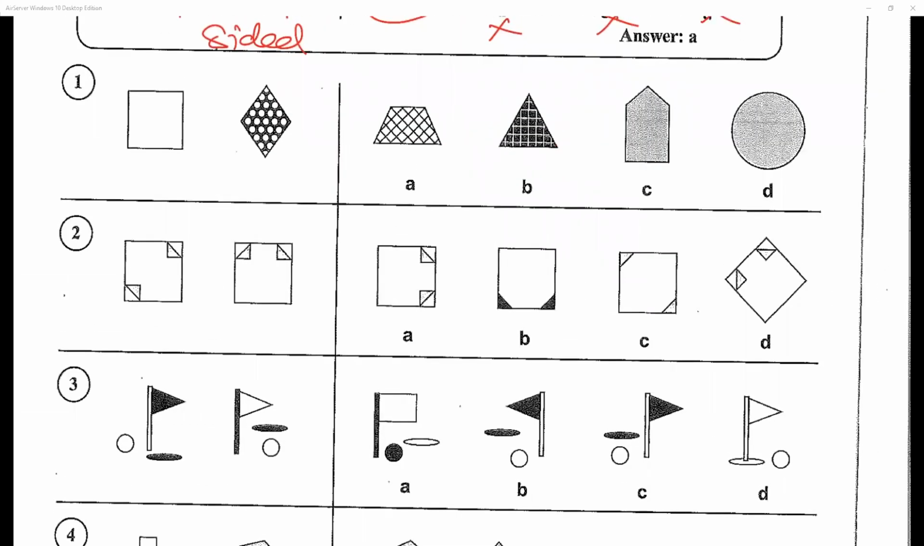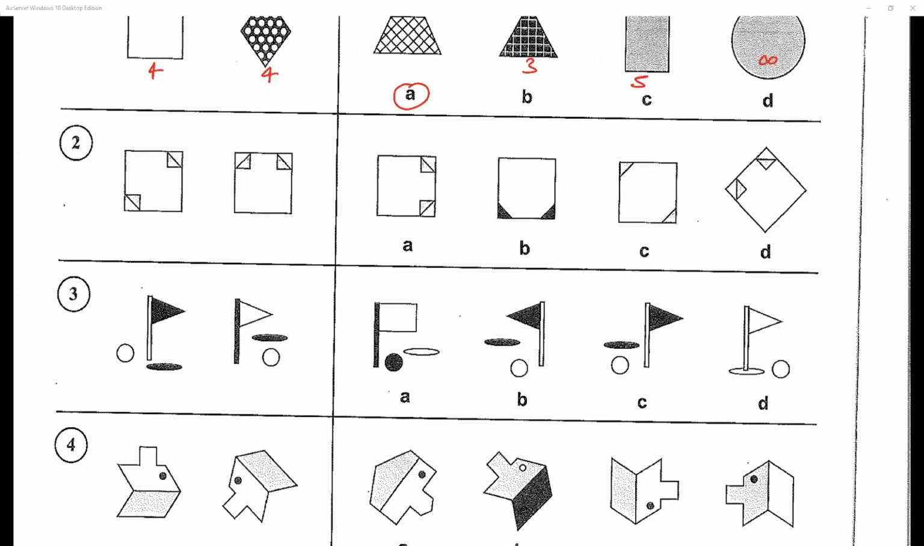Question number 1 is A. Explain to us why it's A. Because the two shapes on the left both have four sides. B has only 3. C has 5 sides. And D has mathematically an infinite number of sides. Okay, question number 2. Thank you for that, Faha.